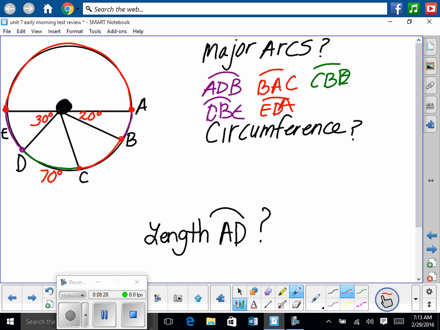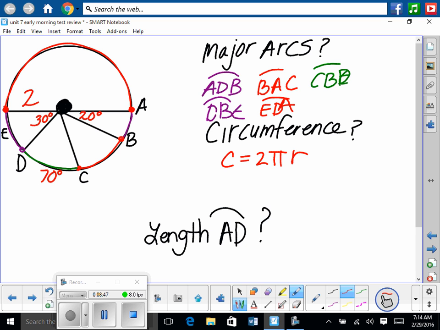Okay, sweet. So I've named all the major arcs. Now the circumference of this. You'd have to know the radius, and it would be given. So I'm going to do a radius of 2. If you're given that the radius is 2, you'd say, okay, I know circumference is 2 pi r. So circumference is 2 pi times the radius.